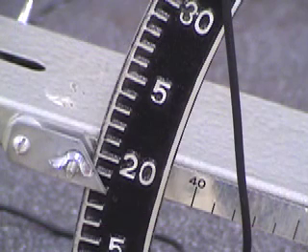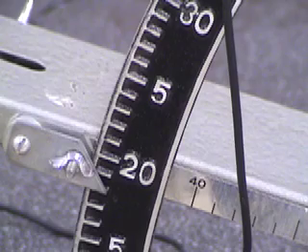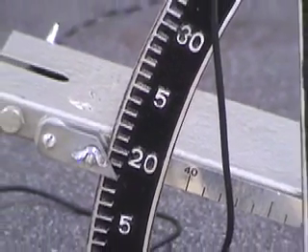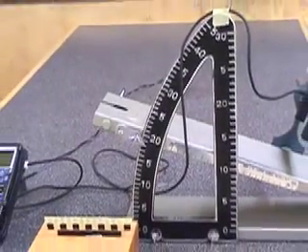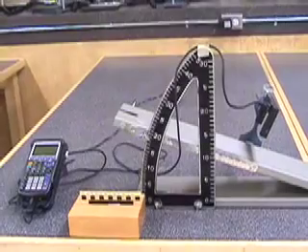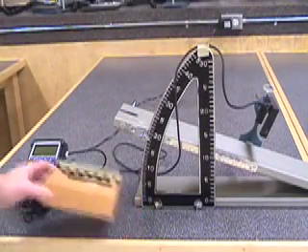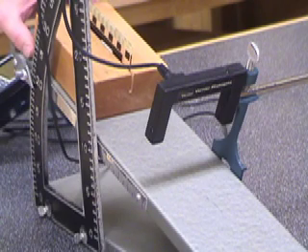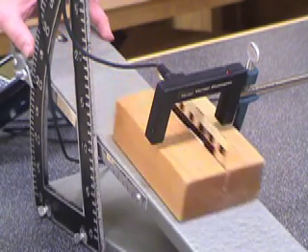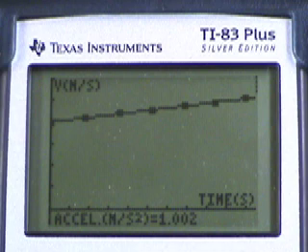Now the incline is angled to 18 degrees, and the block of wood with the picket fence on it is placed on the incline and released from rest. Now the acceleration of the block of wood down an 18-degree angle is 1.002 meters per second squared.